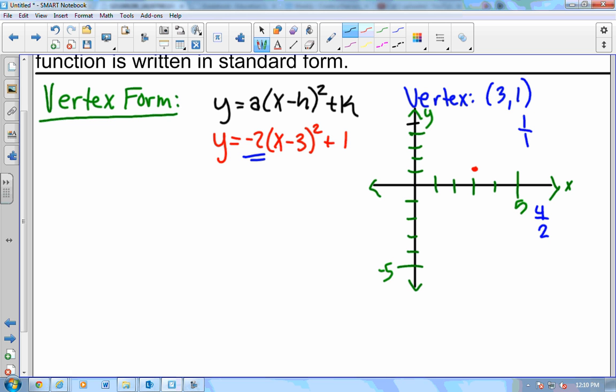And if we have a multiplier, that's affecting our rise. So I'm going to multiply our rise by negative 2. So my first set of points leaving the vertex is going to go down 2, run 1. That's your rise. This is your run. From the vertex, I would go down 2, right and left 1.